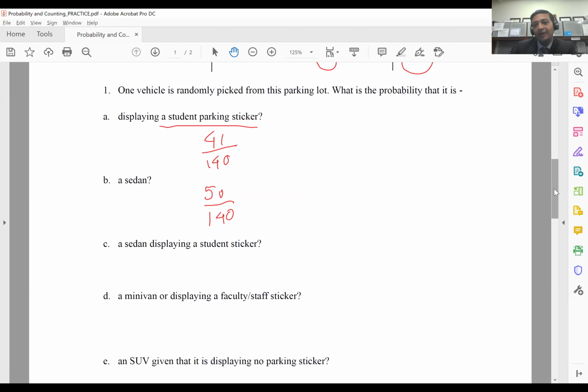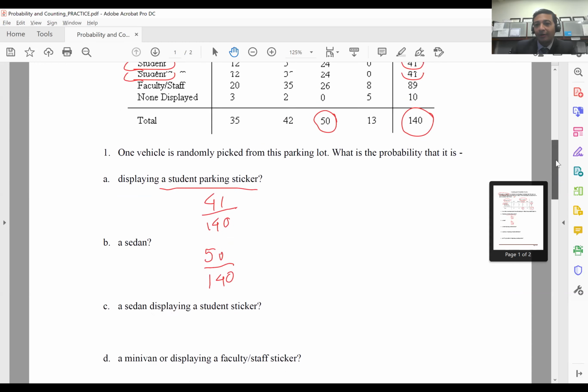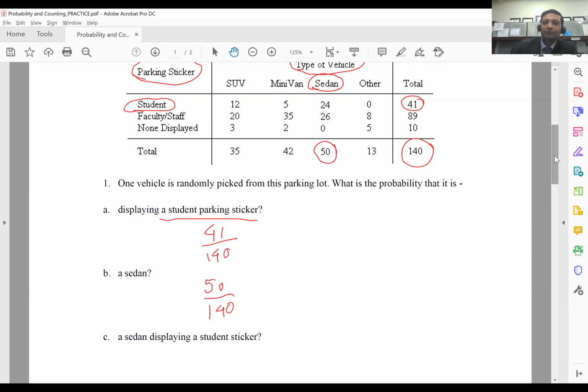A sedan displaying a student sticker. So let me hear from somebody else, somebody who has not. I've heard from Ashley and Nick already. The Davises have spoken. How about that? A sedan displaying a student sticker? Is it a 24 by 50? It's 24. Well, hold on a second.